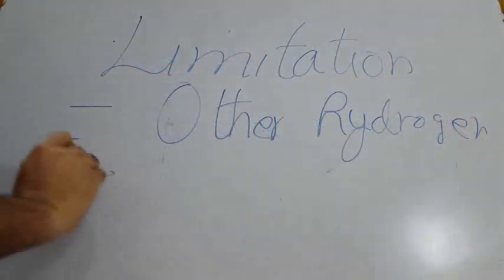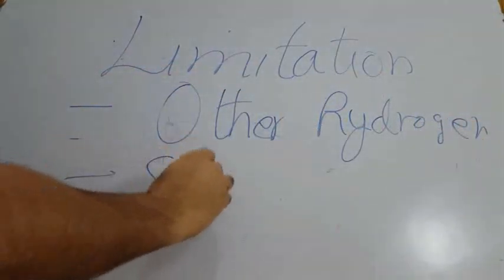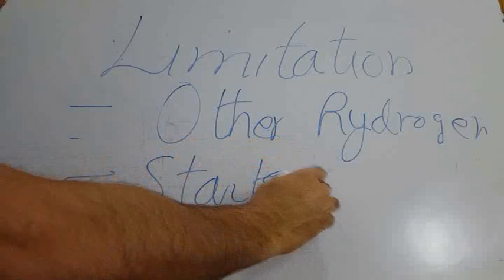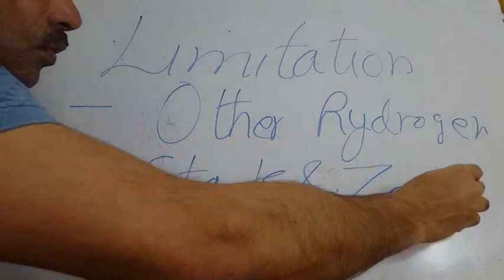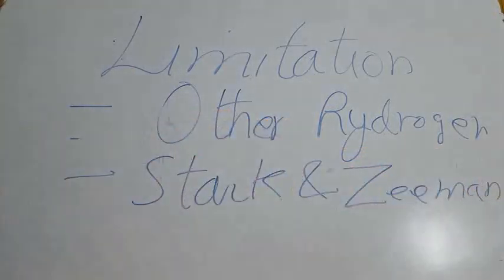It could not explain Stark and Zeeman effect. What is Stark and Zeeman effect? You have already studied that when these atoms are placed in magnetic or electric field, then the spectral lines get split, and the frequencies of those could not be explained on the basis of Bohr's model.